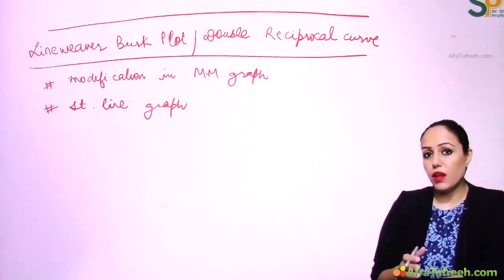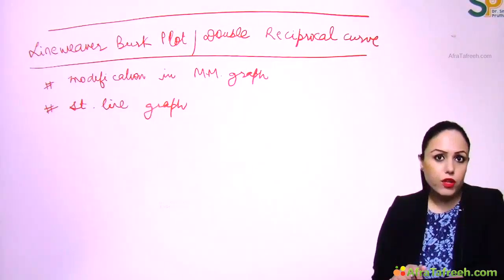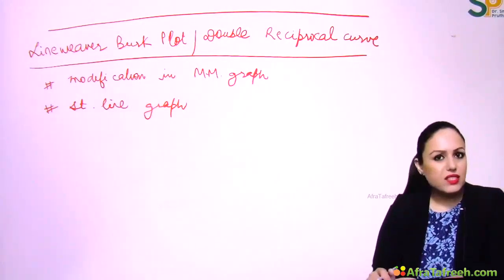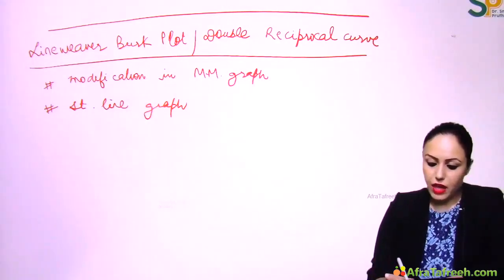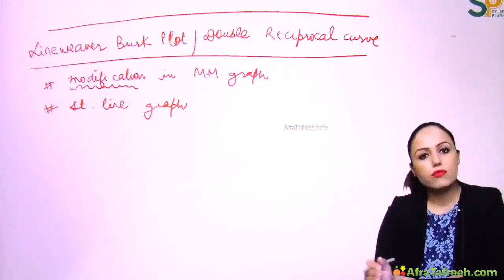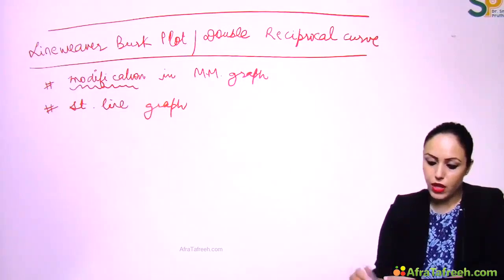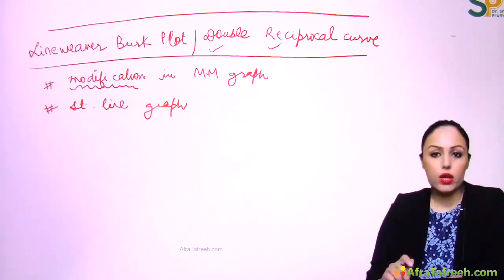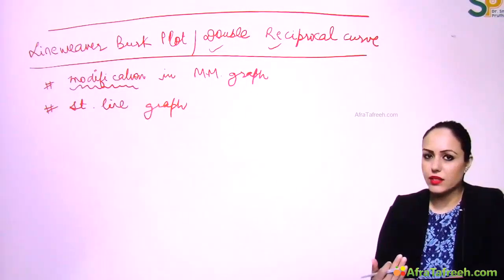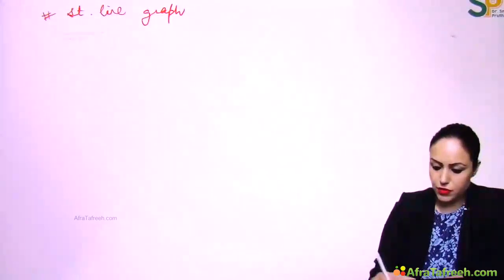But the Michaelis-Menten graph is not a straight line graph. It is a rectangular hyperbola graph. So it is difficult to handle the calculations here. So what scientists have done is that they have modified the Michaelis-Menten graph and converted it to a straight line graph in order to make things easy. This is known as the double reciprocal curve because on the x-axis as well as on the y-axis, reciprocals of things are taken. So let's see the graph.